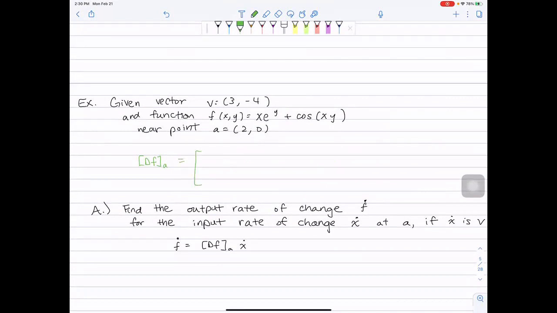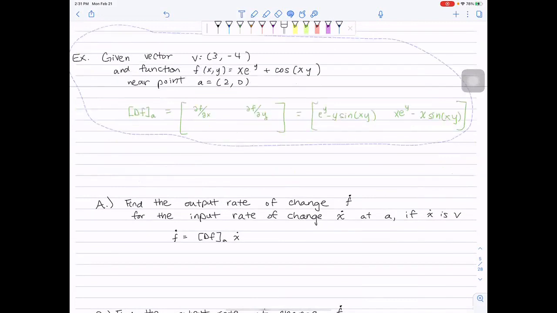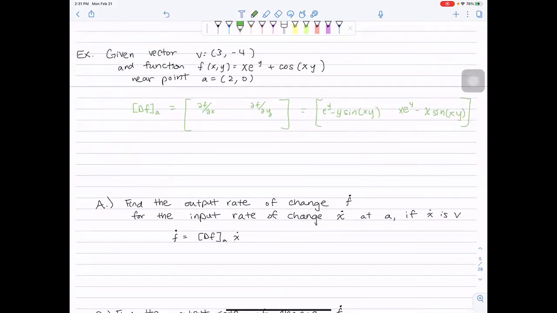The Jacobian matrix. We do the partial of f with respect to x and the partial of f with respect to y. So what does that give us? Well, that would give us e^y minus y sin(xy), and then x e^y minus x sin(xy). This is our 1 by 2 matrix. And specifically, we're given the point A, so why don't we evaluate it at A, right? A is (2, 0). That gives us a 1 by 2 matrix with inputs 1, 2.